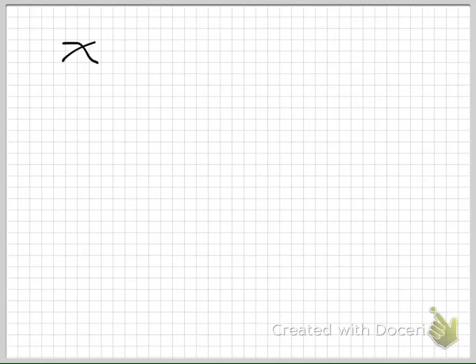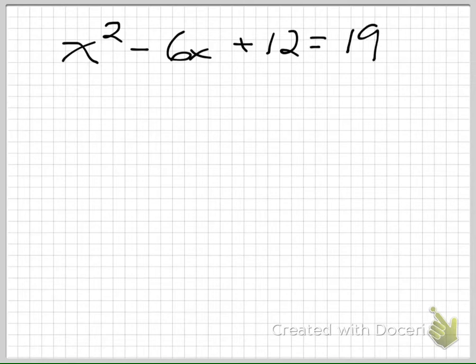Here's the example. x squared minus 6x plus 12 equals 19. Here we go. I'm actually going to give you a simpler one than this. We're going to do one that looks like this: x squared plus 4x plus... actually, I will go to this one. x squared minus 6x plus 12 equals 19.